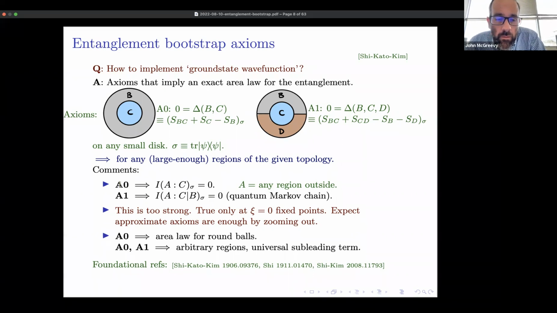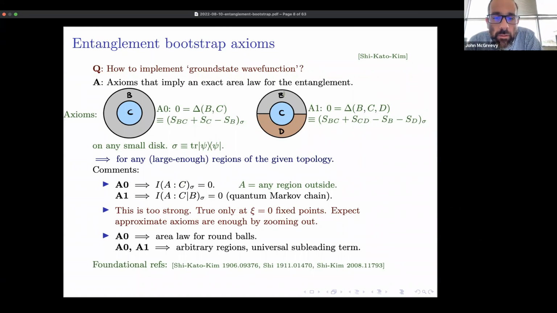Okay, so a little bit of intuition about the axiom. One way to think about A0 is that it implies that if I draw any region A in the complement of this disk, you can think of B as a buffer between C and that region A, and it implies that the mutual information between A and C exactly vanishes. Since the mutual information between A and C bounds correlation functions between A and C, it shows that we're assuming that this is only exactly true for zero correlation length.